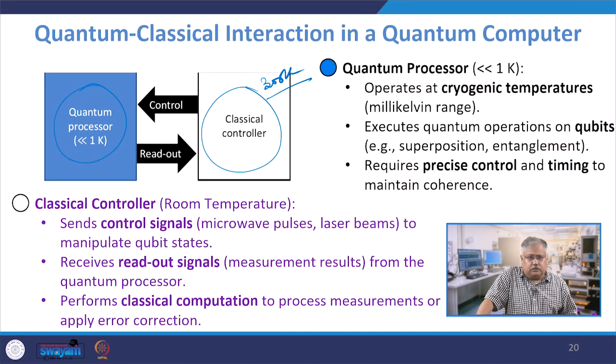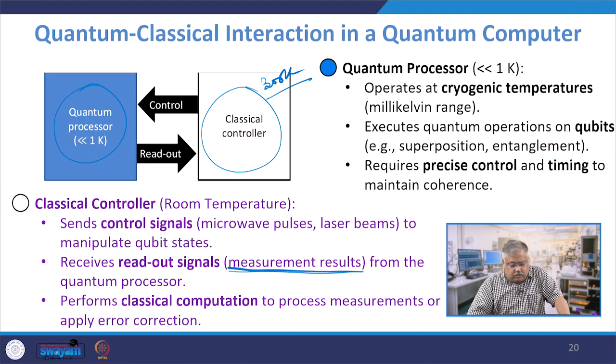Whereas the classical controller, on the left hand side, sends control signals. It can send an optical signal, a microwave signal, and so on, to manipulate the qubit state. Then it receives a readout signal from the quantum processor, and that is what is read. These are the measurement results you get from the quantum processor output, and then they perform certain measurements and do error correction at the classical controller interface.